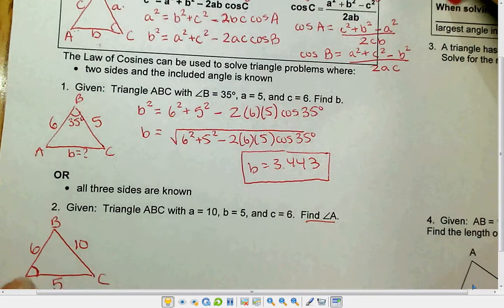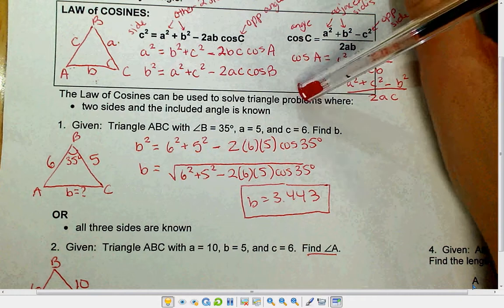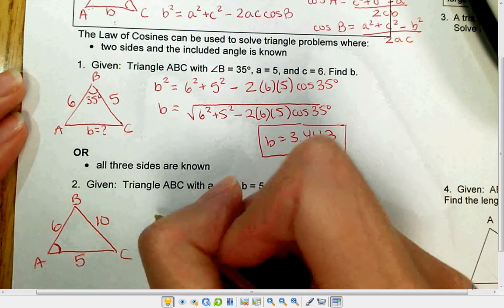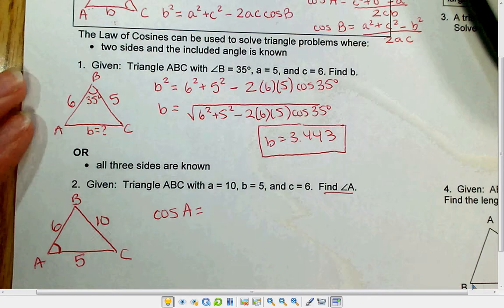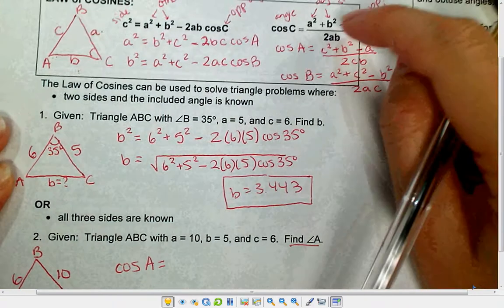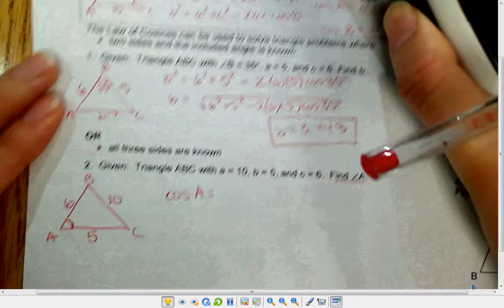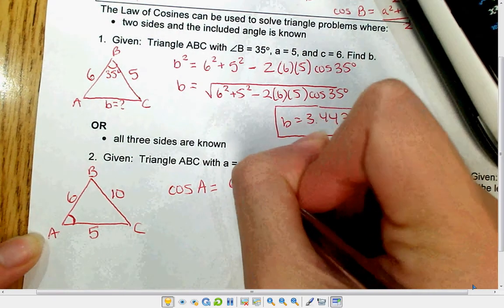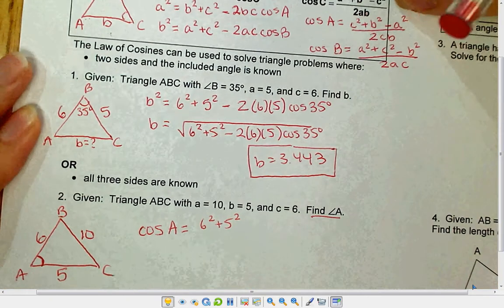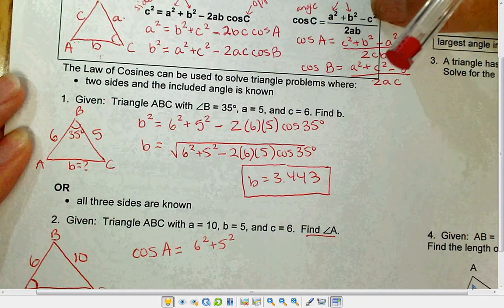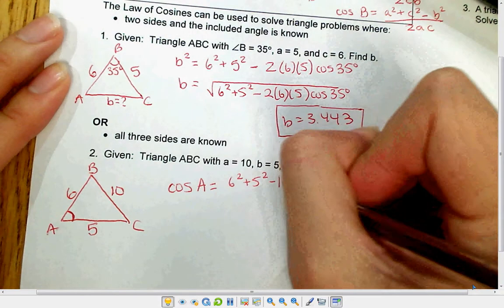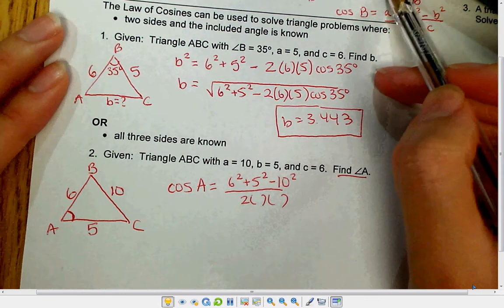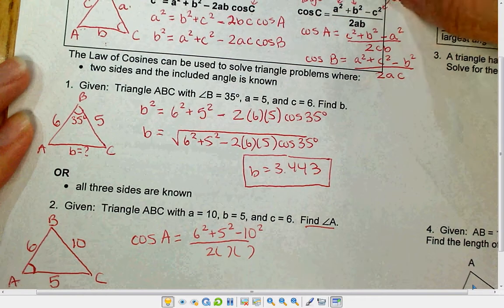So because we're looking for an angle, now we're using the second formula, because that's the one where we're solving for an angle. So it's going to be cosine of, and we're solving for angle A. So cosine of A equals, we know we want the two adjacent sides first. So what's next to angle A is 6 and 5. So we have 6 squared plus 5 squared minus the opposite side squared. So minus 10 squared over 2 times, and we're going to have the 6 and the 5 again, the two adjacent sides.